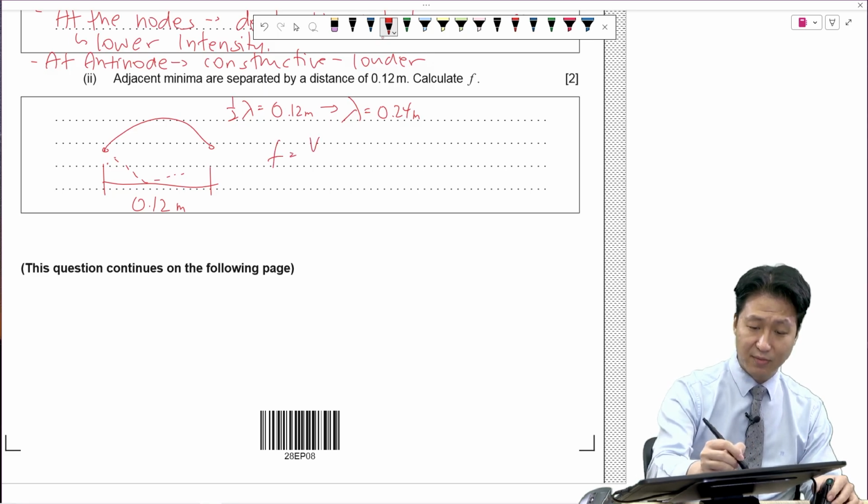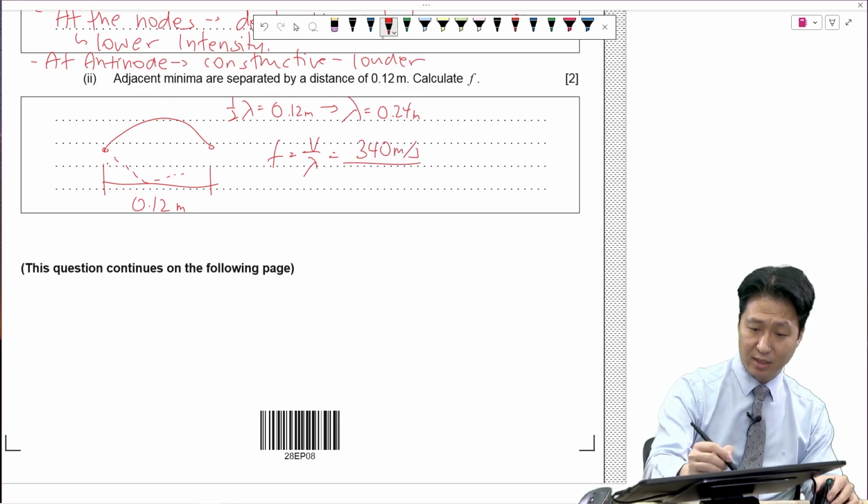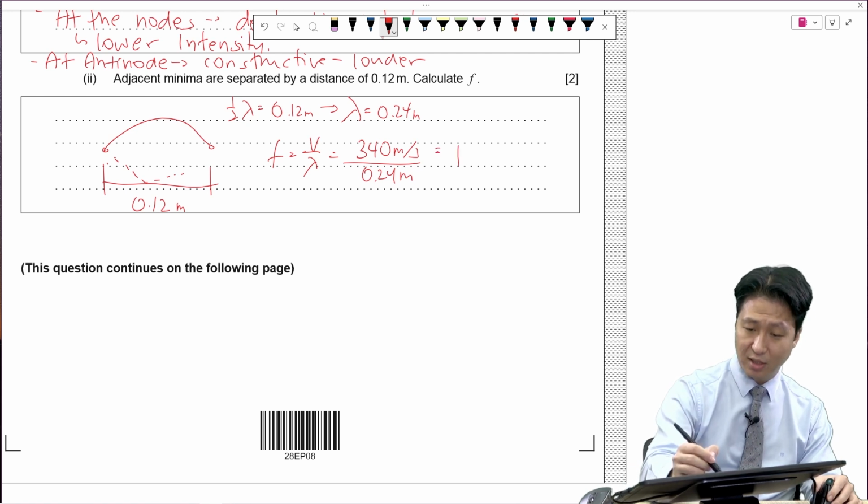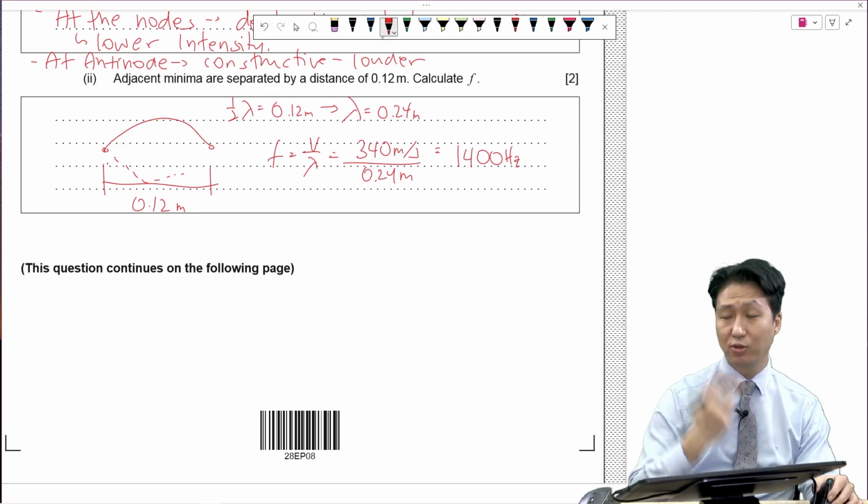The frequency is the velocity of the wave over the wavelength. The velocity is stated to be 340 meters per second. The wavelength is 0.24 meters, which means the frequency must be approximately 1,400 hertz if you round to two significant figures.